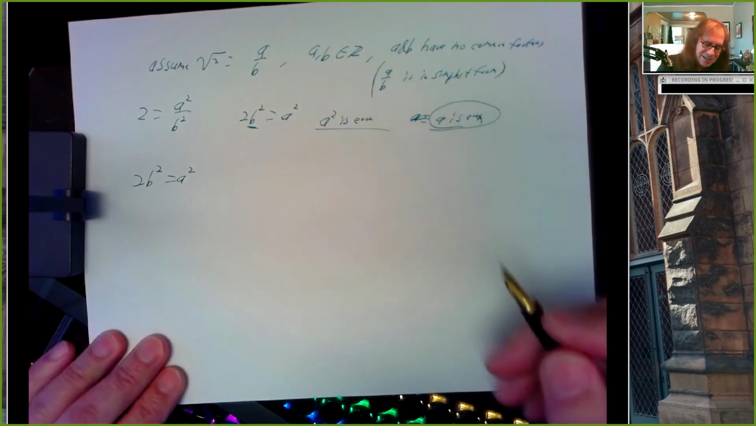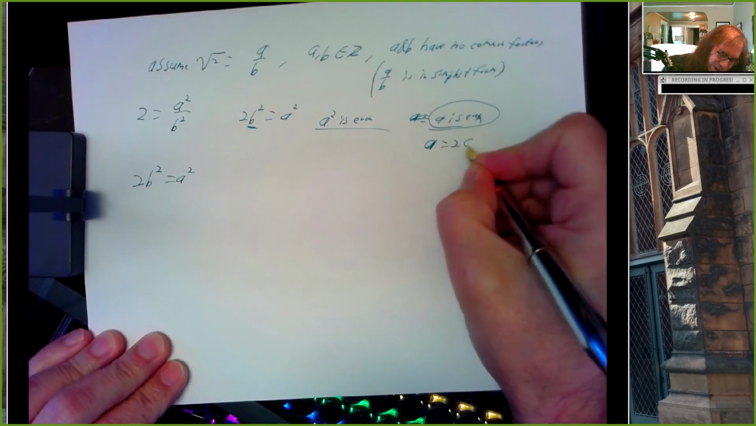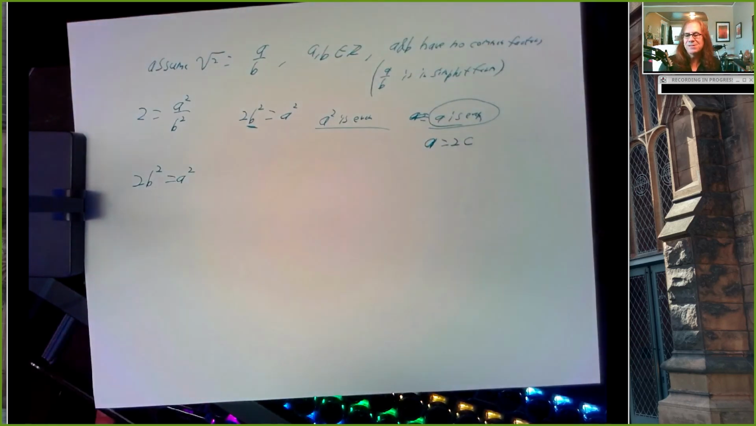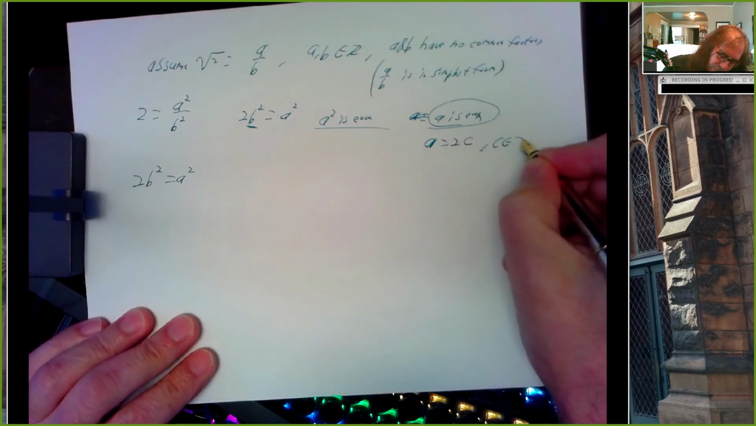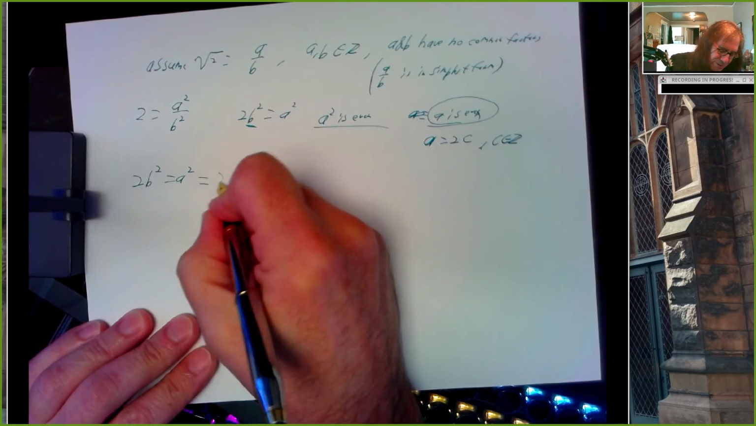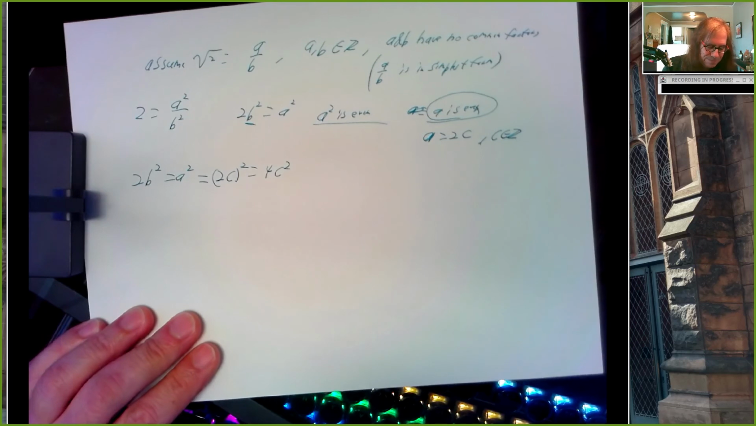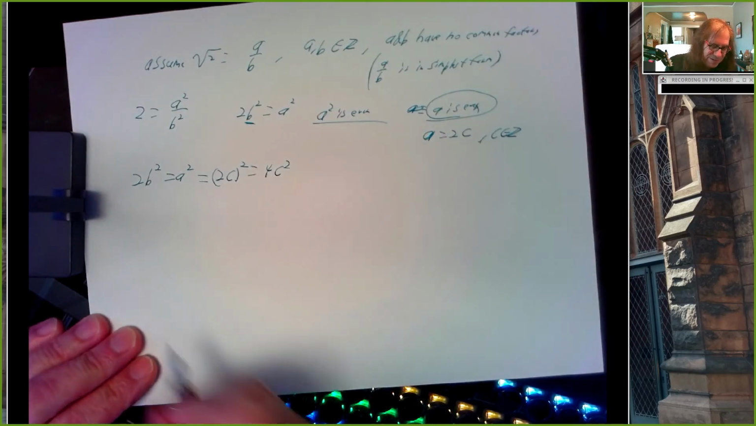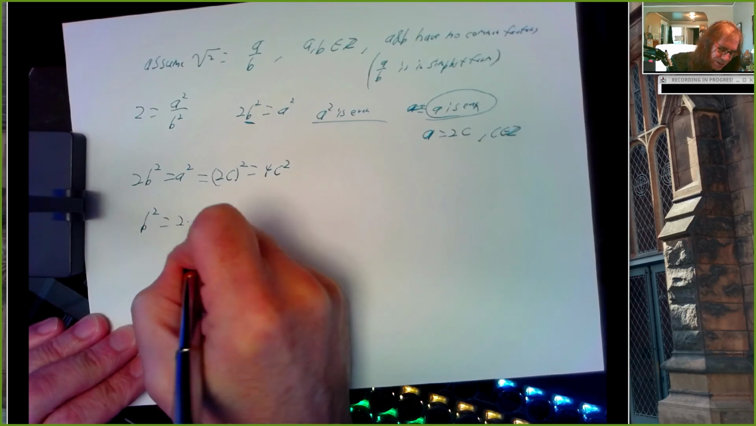And since a is an even number, I can write a as 2 times some integer. Even numbers are divisible by 2. So a is 2 times some integer c. And so a squared is equal to 2 times c squared, which is 4c squared. And if I divide both sides by 2, this will tell me b squared is equal to 2 times c squared.